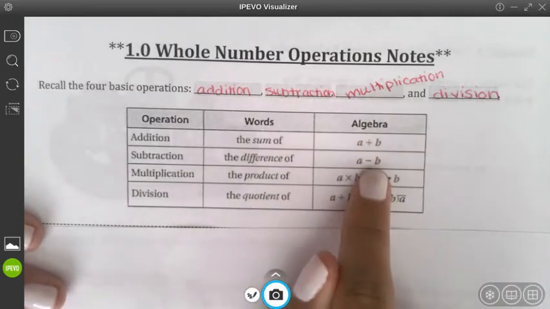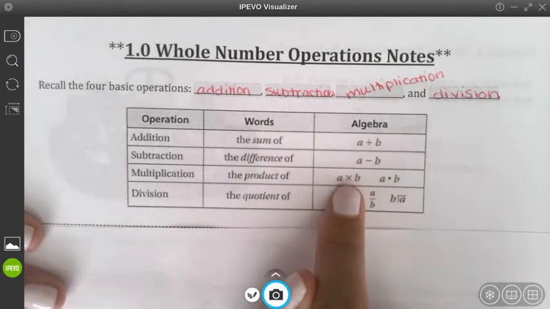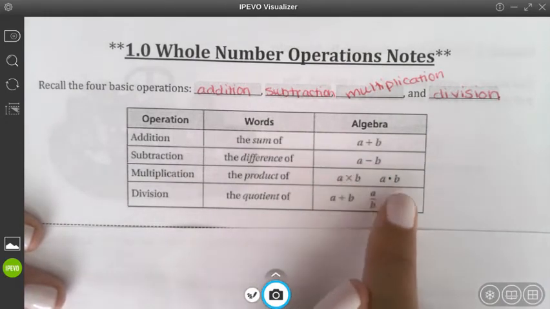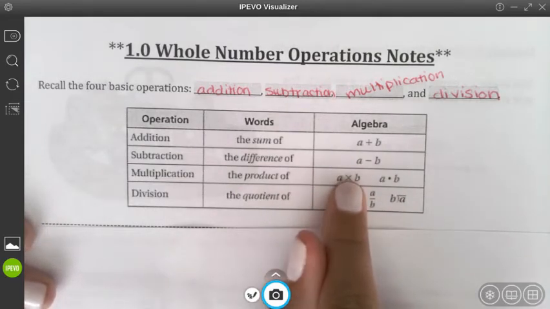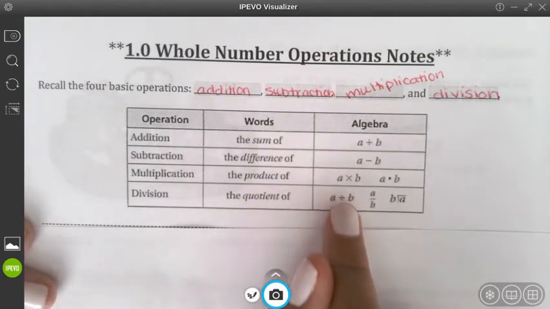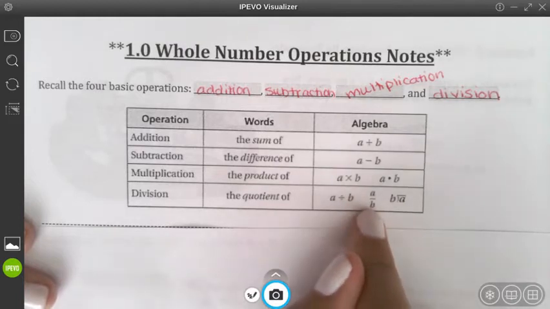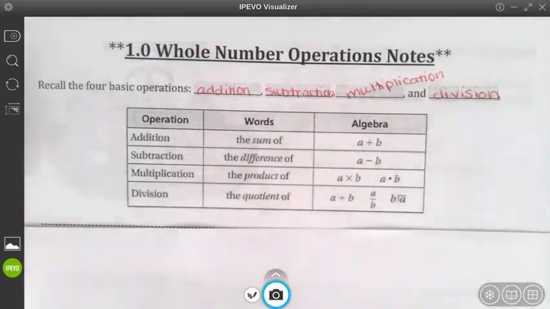Here's what the symbols can look like: addition, subtraction, multiplication can be shown with an X or a dot, and we're actually going to try to stay away from using an X from now on, now that we know we can use a dot, because an X is going to look like something that we're going to learn later in the school year called a variable. So this is our preference. And then division can be written three ways. You can use the division sign, fractions are just division, and long division setup.